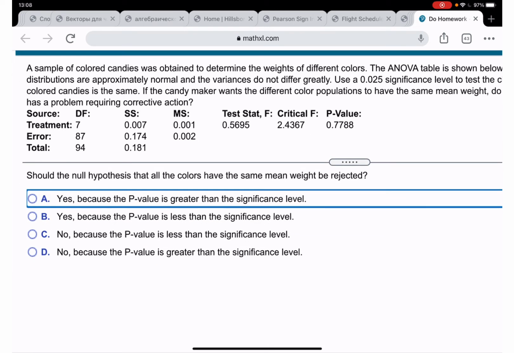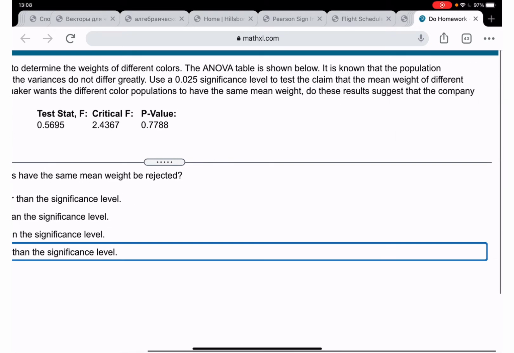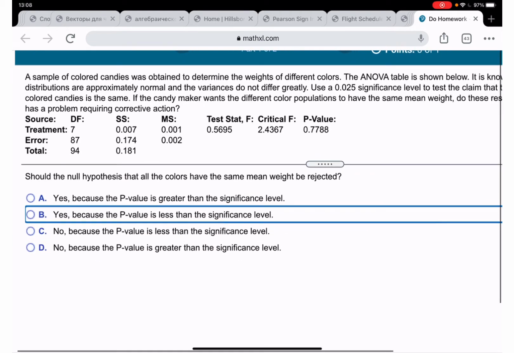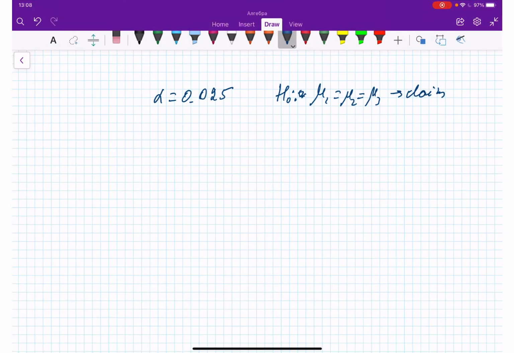If the candy maker wants the different color populations to have the same mean weight, do these results suggest that the company has a problem requiring corrective actions? Okay. So what we have to do, we need to take p-value and compare to alpha, right? Our p-value is 0.7788. So what do we have? We have our p-value is greater than alpha, right?